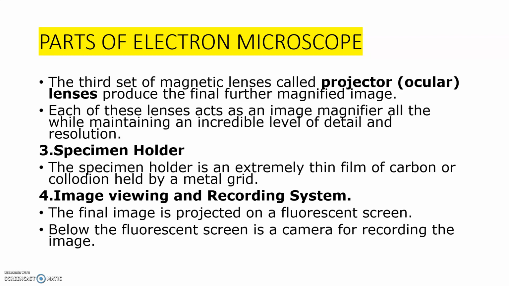The next part is specimen holder. The specimen holder is an extremely thin film of carbon or colloidal, and those are held by a metal grid. Next part is the image viewing and recording system. The final image is projected on a fluorescent screen, and below the fluorescent screen there is a camera for recording the image.